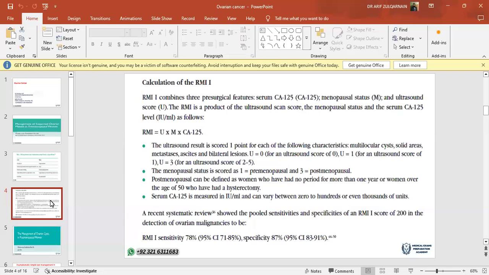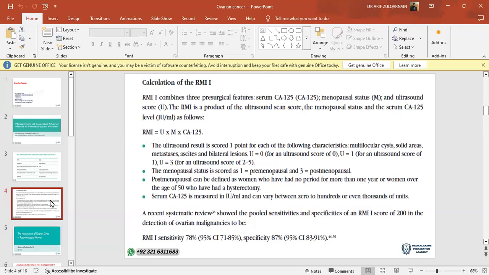Then regarding the serum CA-125, it is measured in international units per ml, and it can vary between 0 to hundreds, even thousands of units. So in this way, we will multiply all the three parameters and we will calculate the risk of malignancy index. And a recent systematic review shows that for an RMI score of 200 in the detection of ovarian malignancy, sensitivity is 78% and specificity is 87%.